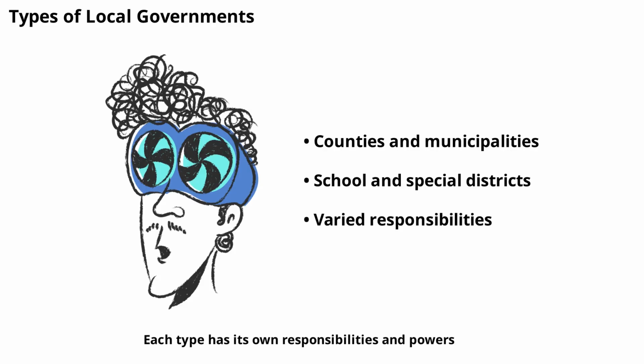Each type has its own responsibilities and powers, depending on state laws. For example, counties often manage courts and public records, while cities may handle zoning and utilities. Special districts focus on specific services like water supply or public transportation.